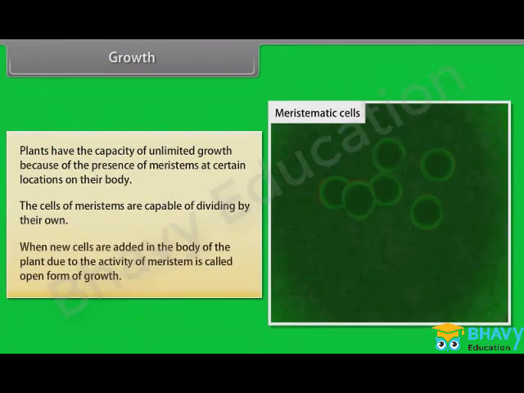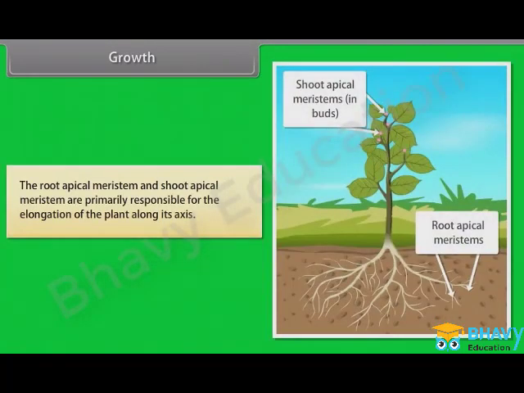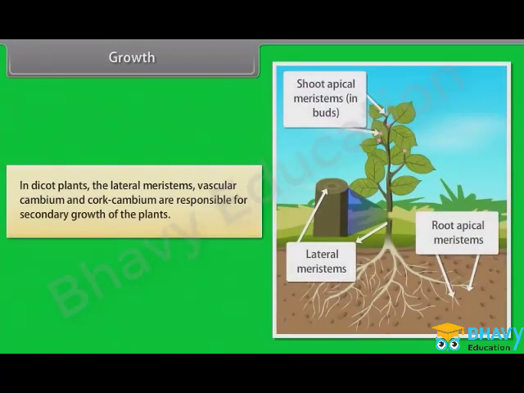When new cells are added in the body of the plant due to the activity of meristem, it is called open form of growth. The root apical meristem and shoot apical meristem are primarily responsible for the elongation of the plant along its axis. In dicot plants, the lateral meristems, vascular cambium and cork cambium are responsible for secondary growth of the plants.